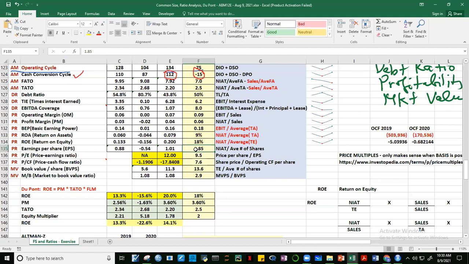Kunyari 5 pesos to, mas gusto mo yung 5 pesos na EPS kaysa dun sa 1.85, syempre. Kasi ibig sabihin, nakakapag-generate si company ng higher na net income per share. So 5 versus 1.85, syempre mas maganda yung 5. Okay.